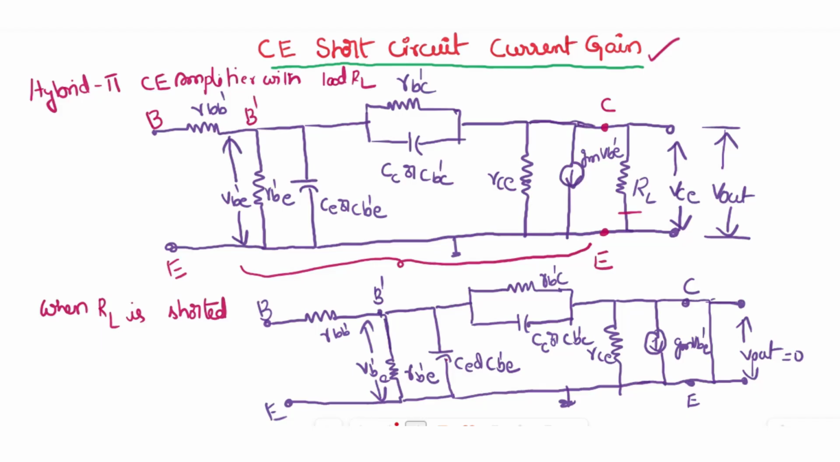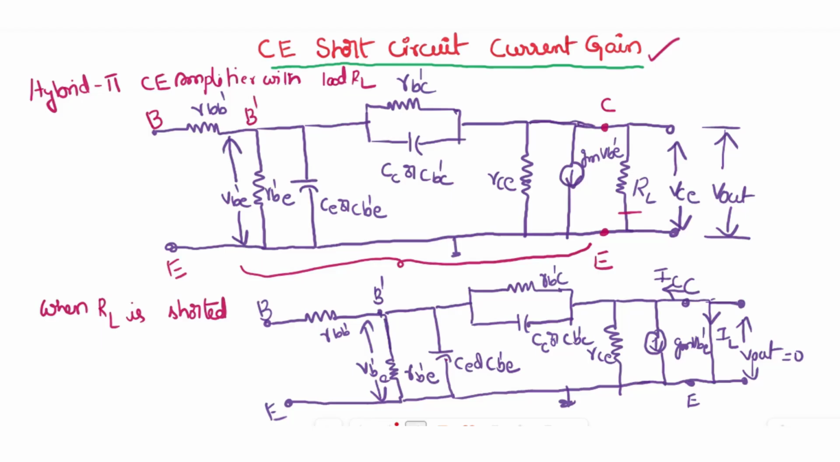This is the circuit when RL is shorted. See here, this RL is shorted. Okay. So now this current which is flowing from the collector into the circuit is IC, and the current through the short circuit, consider it as IL. RL is 0, but maximum IL is there.